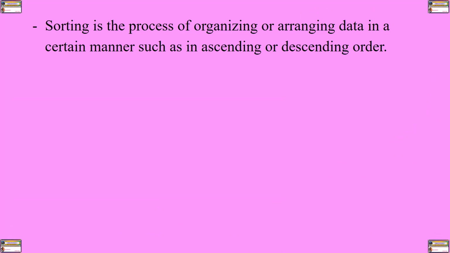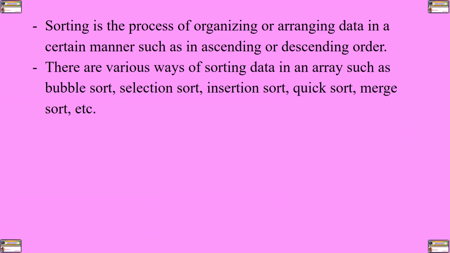What is sorting? Sorting is the process of organizing or arranging data in a certain manner, such as in ascending or descending order. There are various ways of sorting data in an array, such as bubble sort, selection sort, insertion sort, quick sort, merge sort, amongst others. But what matters at the end of the day is to have the elements in your array arranged in a certain order, either in ascending or descending order. And the method that is going to be used, whether ascending or descending order, depends on the way you do your coding.